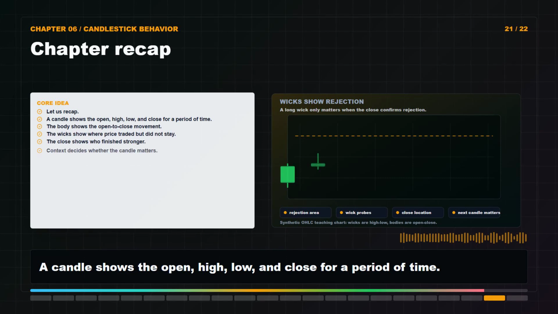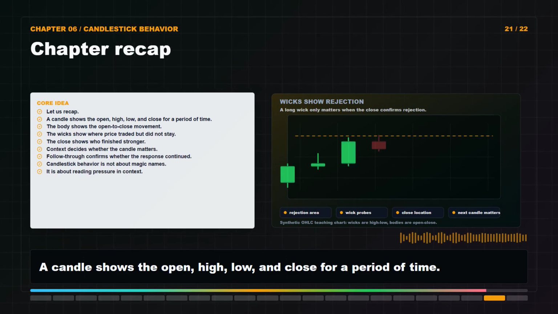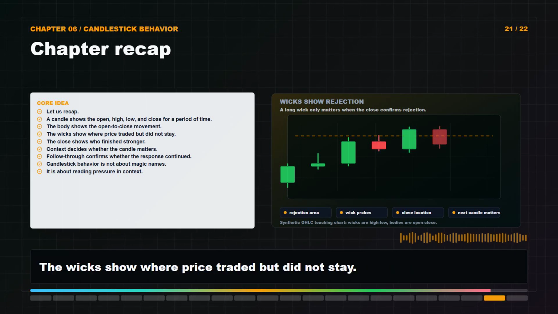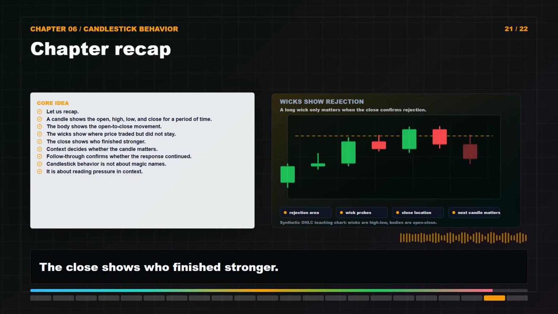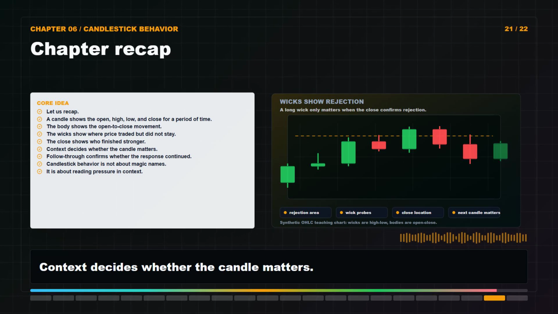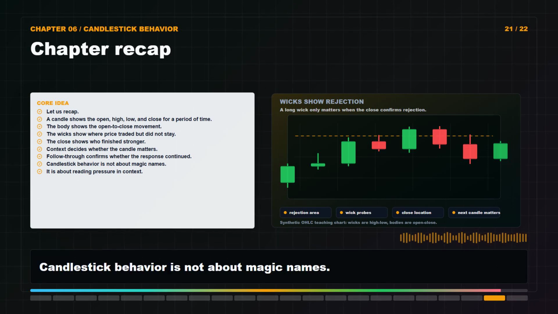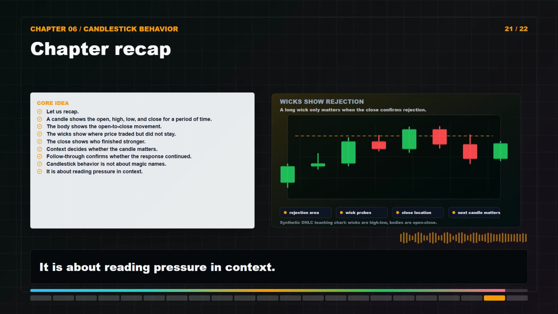Let us recap. A candle shows the open, high, low, and close for a period of time. The body shows the open to close movement. The wicks show where price traded but did not stay. The close shows who finished stronger. Context decides whether the candle matters. Follow-through confirms whether the response continued. Candlestick behavior is not about magic names. It is about reading pressure in context.